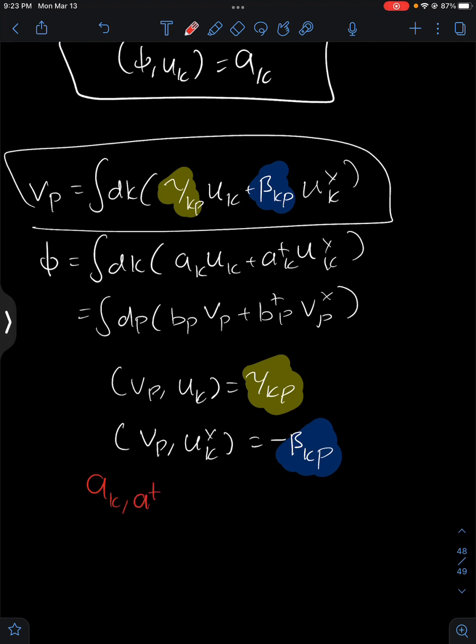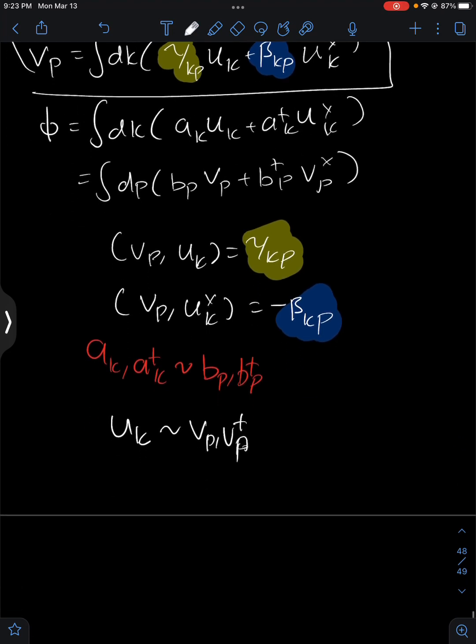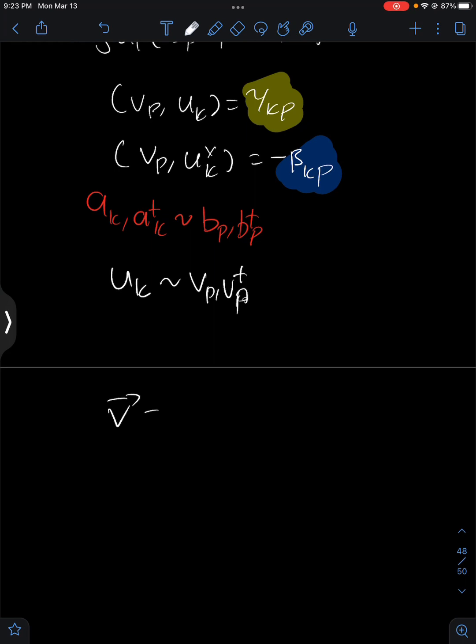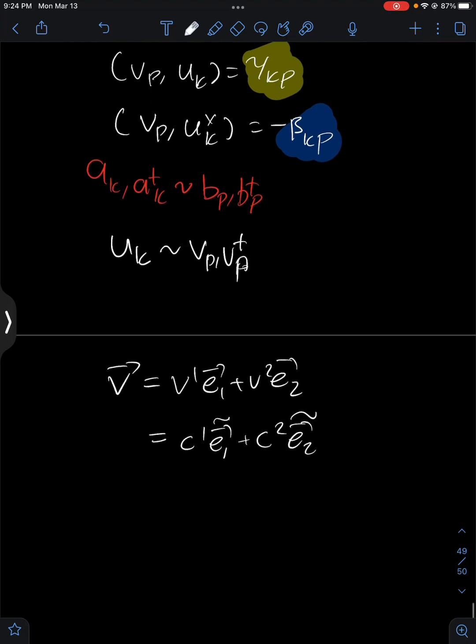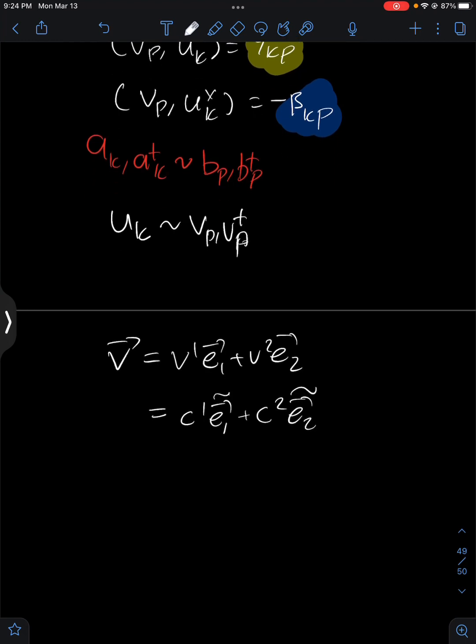So essentially, what we're saying here is that if a vector can be written in terms of, say, a basis, like v1 e1 plus v2 e2, and then it's written in terms of a separate basis, say, I don't know, c1 e1 tilde plus c2 e2 tilde, and it's the same vector being written in two different bases, this implies that e1 and e2 can be written in terms of e1 tilde and e2 tilde.